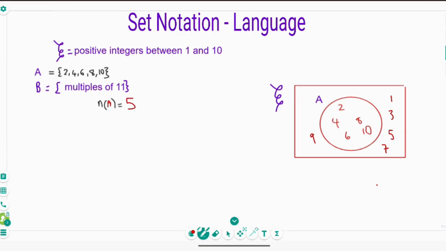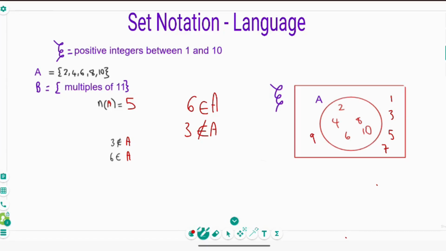Okay, another symbol you might not be familiar with. These two symbols here. So that bottom one means 6 is a member of A, because 6 is in A. And the other symbol means is not a member of. 3 is not a member of A, because it's not in the set A.